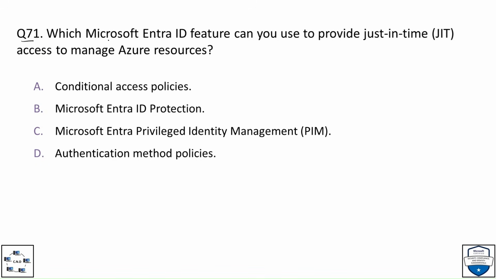Question number 71. Which Microsoft Entra ID feature can you use to provide just-in-time, or JIT, access to manage Azure resources? The options are option A, conditional access policies, option B, Microsoft Entra ID Protection, option C, Microsoft Entra Privileged Identity Management, and option D, authentication method policies. And the correct option is option C, Microsoft Entra Privileged Identity Management, or PIM.